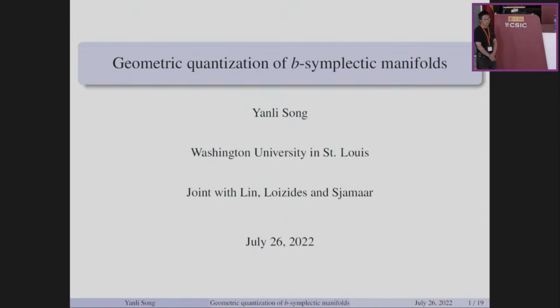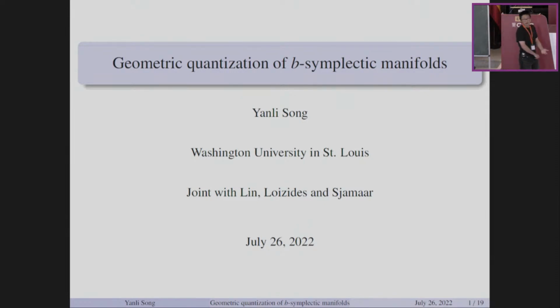The theorem, quantization commutes with reduction, has been studied by many people. Many people in this room contributed to this theorem. It is a great success. And this principle, as it is now known, has been proved in many different cases. I will tell you one of them, the case of b-symplectic manifolds.